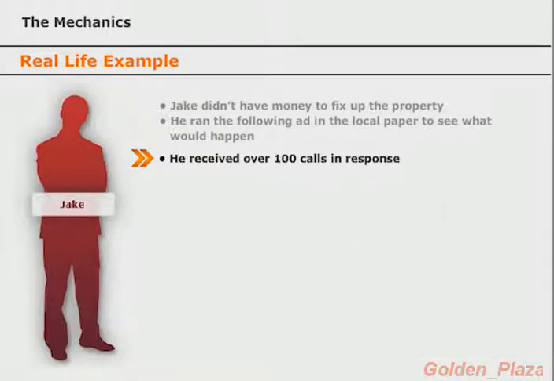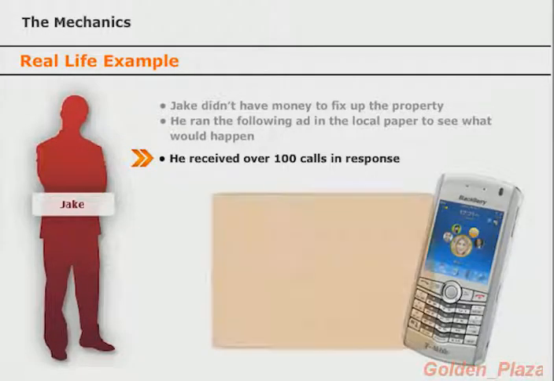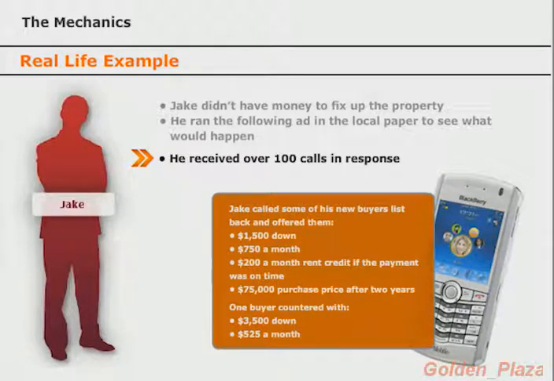After sorting through my list, I called a few back and told them they could move in for $1,500 down, $750 a month, with $200 of that being credited toward the final purchase price each month it was on time, and a final purchase price of $75,000 after 2 years.